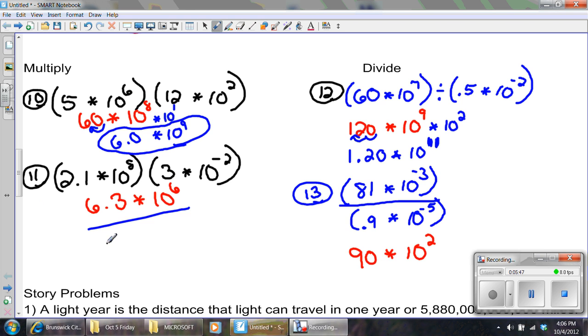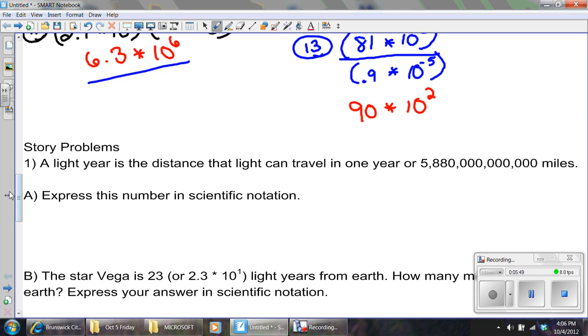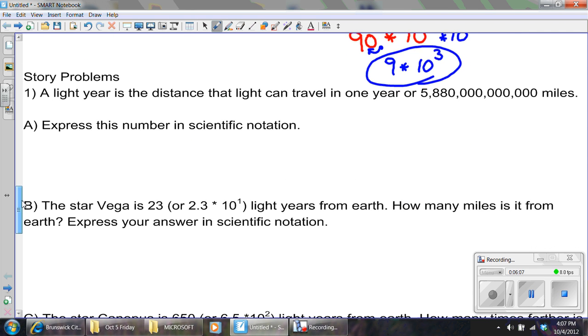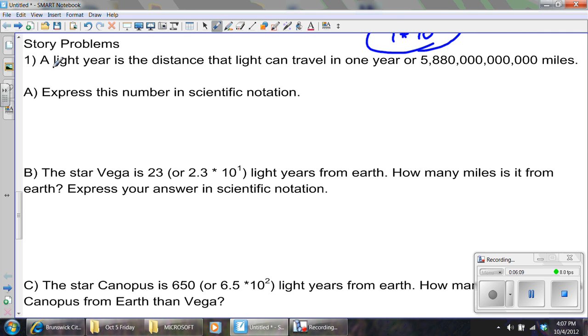Coming down here, 90 times 10 squared, same mistake. Same type of mistake. Decimal points in the wrong place. I need to divide by 10, turning it into 9, which means I need to multiply by 10, turning it into 10 to the 3rd power, and there you go. Pretty simple stuff.